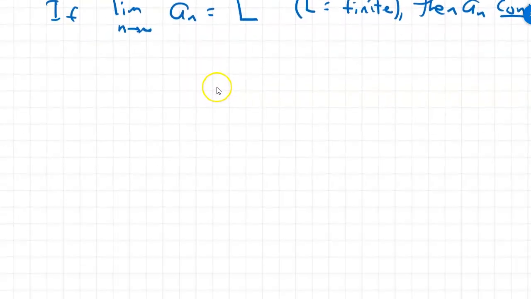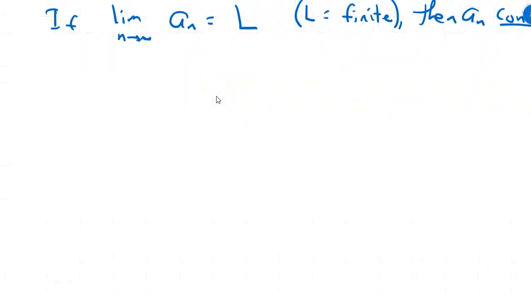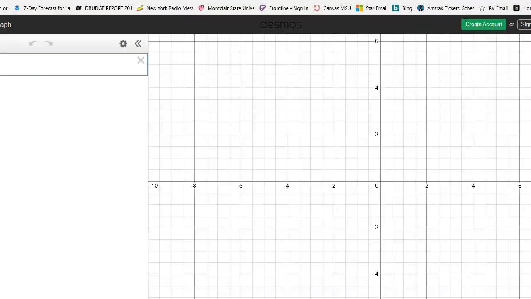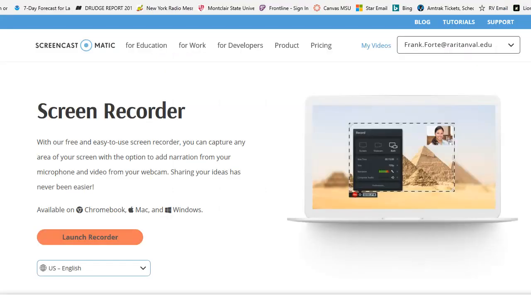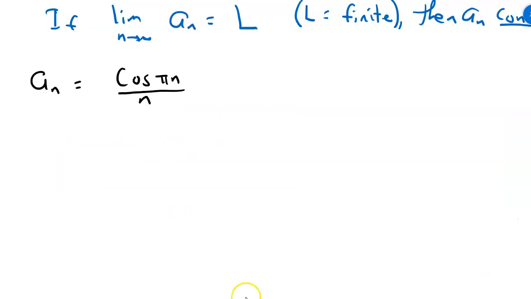All right, let's take a look at this sequence over here. In this case, let's look at a sub n equals cosine of pi n over n. All right, it's a little different sequence than we had before. But yet it's moving. All right. So let's write out the first few terms of this sequence.